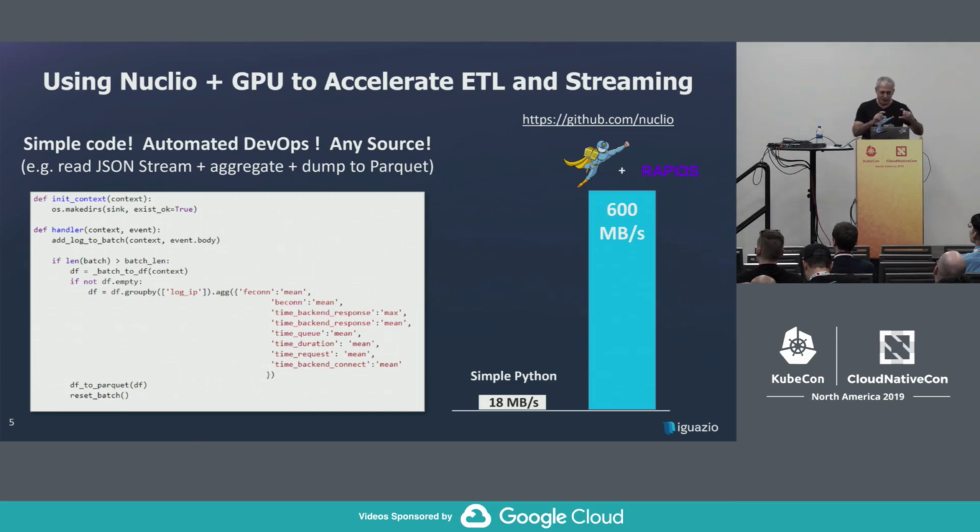If you're going to run exactly the same function without modifying anything within a real-time runtime that can also attach to GPU like Nuclio, it will get you about 600 megabytes per second. And T4, if you look at, that was tested on T4. T4 is not that expensive.